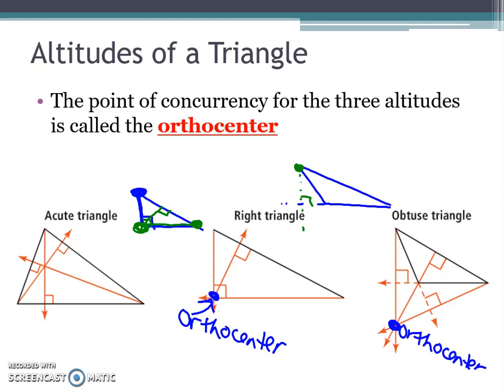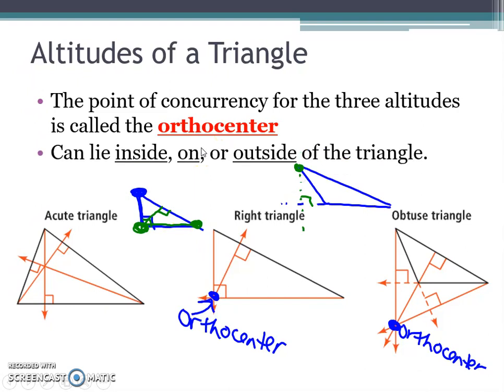The point of concurrency for the 3 altitudes is called the orthocenter. It can lie inside, on, or outside of the triangle. What it looks like: if you have an acute triangle, you have median, median, median, and 90, 90. A median now has a special name if it forms a 90 degree angle inside: altitude, altitude, altitude. You're always going to have 3 altitudes in an acute triangle. Then this is called the orthocenter. It's not the centroid, it's the orthocenter, only when you have 90 degrees.